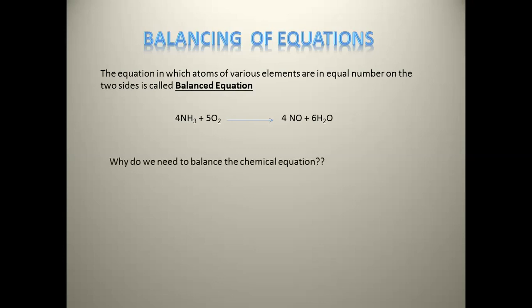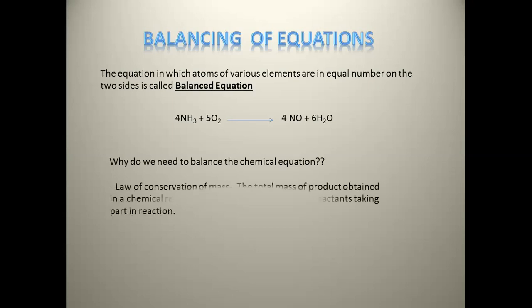Now the question arises: why do we need to balance the chemical equation? What is the need to balance? Why can't we write the equation simply? The answer, number one, is to satisfy the law of conservation of mass. What is conservation of mass? The total mass of products obtained in a chemical reaction is always the same as the total mass of reactants taking part in the reaction.